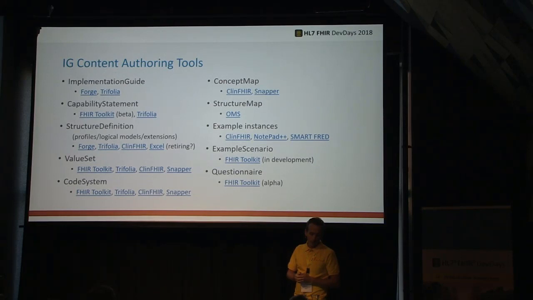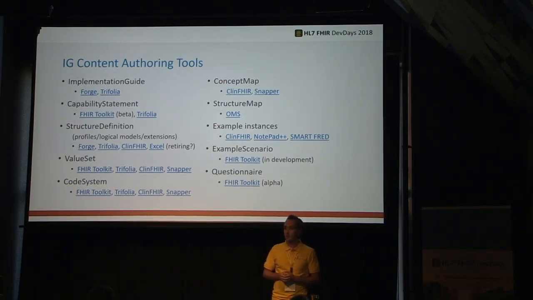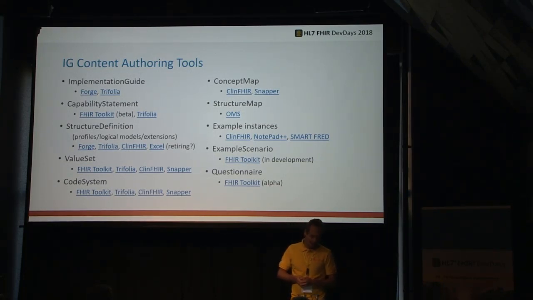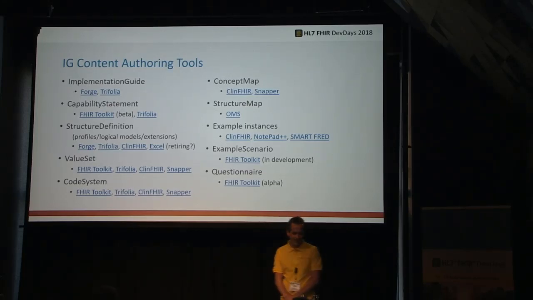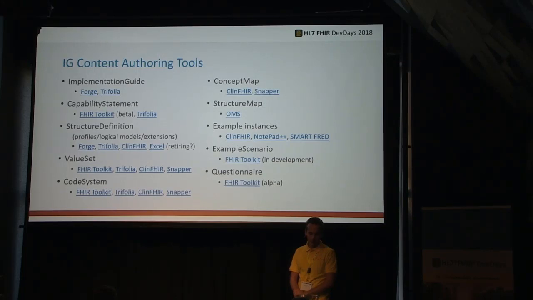Well, for capability statements, we have the FHIR toolkit and Trifolia. The structure definitions, also known as profiles, we've got Forge, Trifolia, CleanFHIR, and I think nobody is using Excel at the moment anymore. But for value sets, again the same. But you still use Excel? Oh yeah. Really? Oh, interesting. Well, for value sets, another one that comes up is Snapper, which is also a very nice tool.